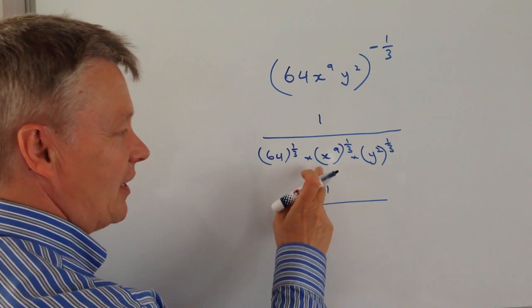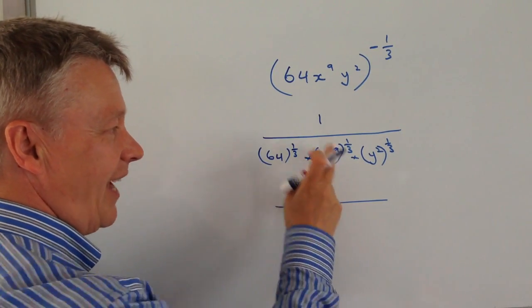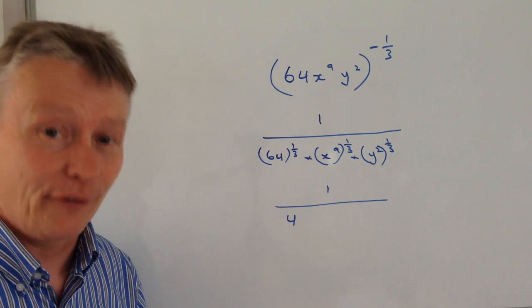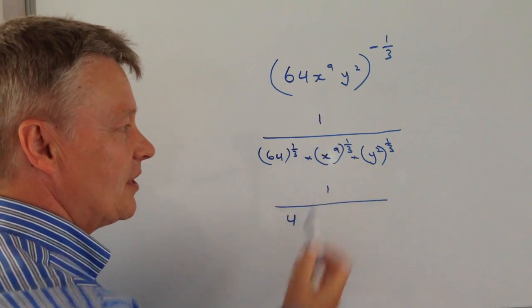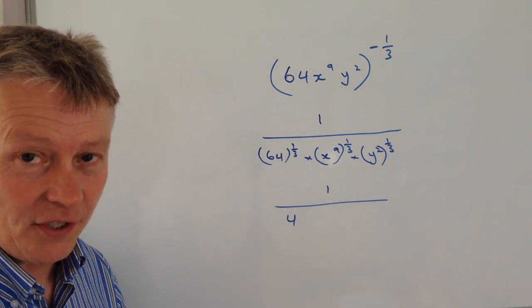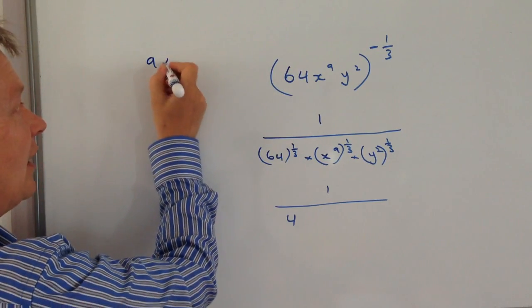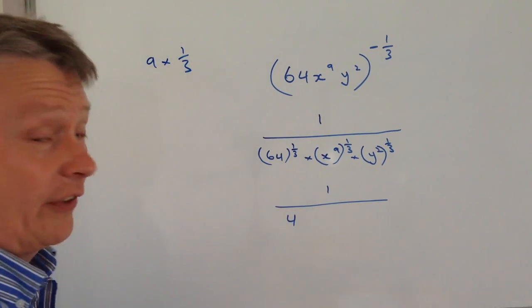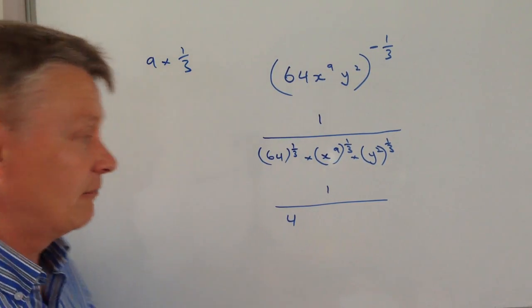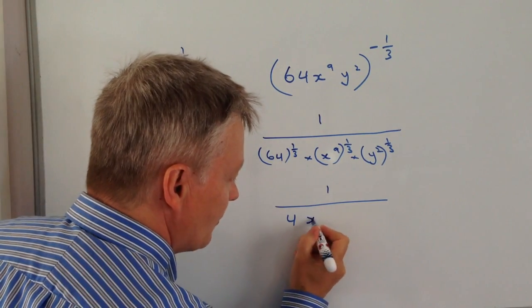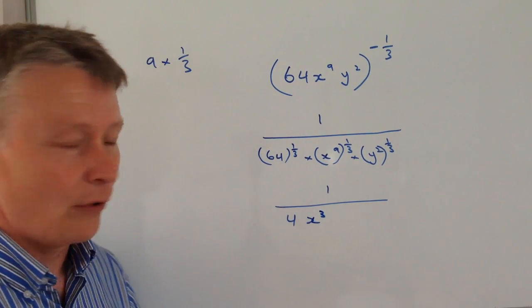Okay, the next one is I've got multiplied by x to the power of 9 to the power of a third. Well, these two indices are multiplied together. So what you've actually got is 9 times a third, or if you like, a third of 9, which is 3. So that becomes x to the power of 3.